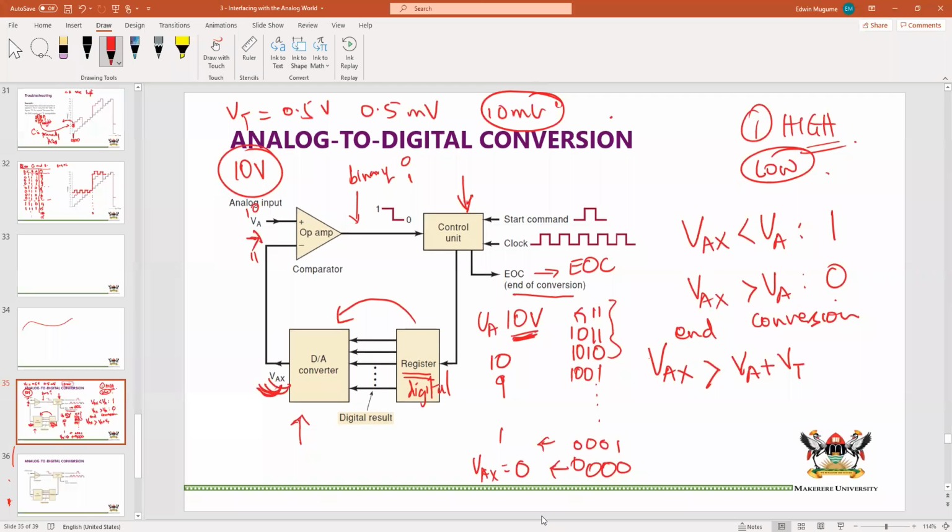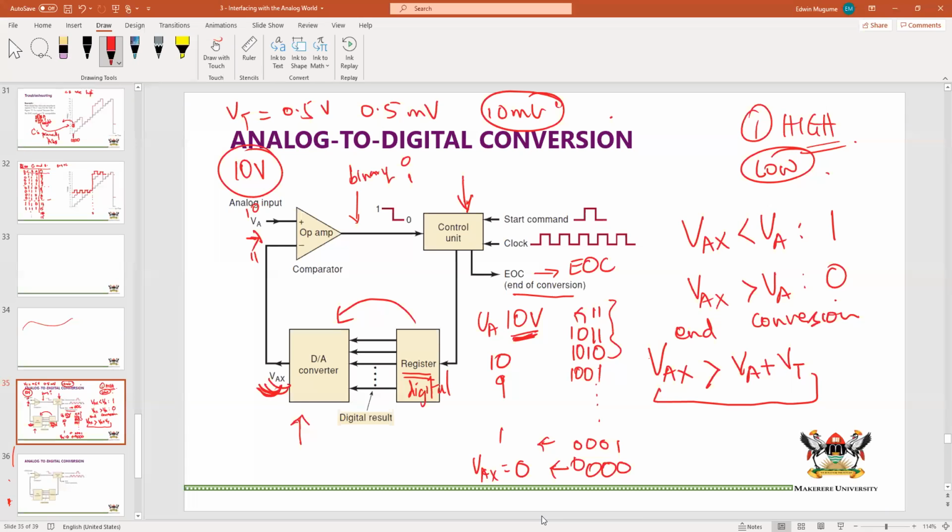Whatever it is, this tells us that when VAX and VA are equivalent, that is not enough to stop the conversion. We must continue until VAX is greater than VA by that threshold or more. Or more is fine, but at least by that threshold. And so we are going to look at an example to try to actualize what this means.